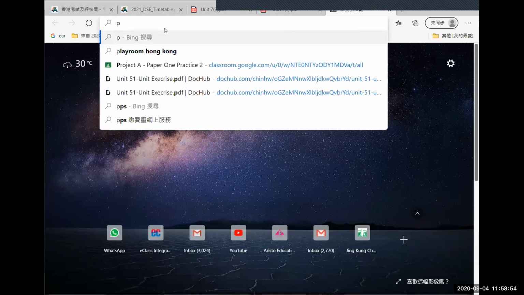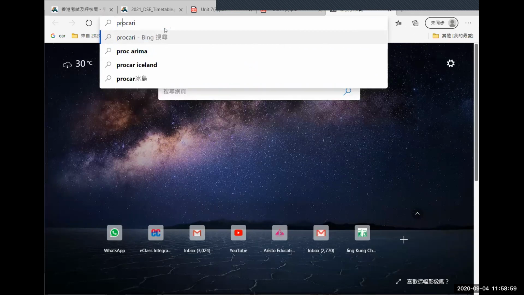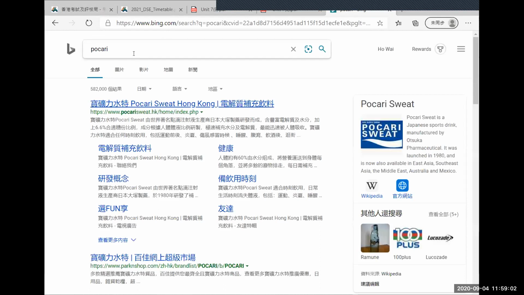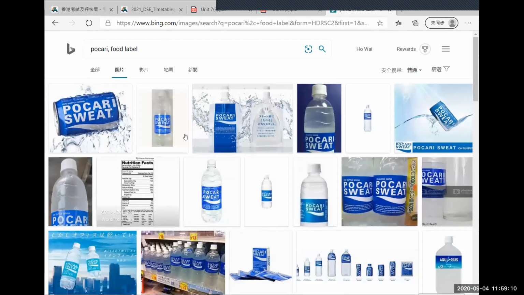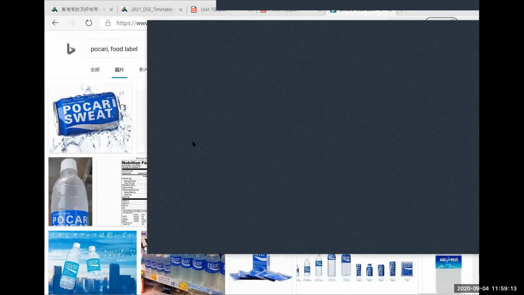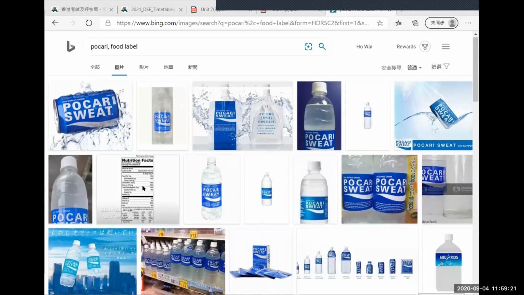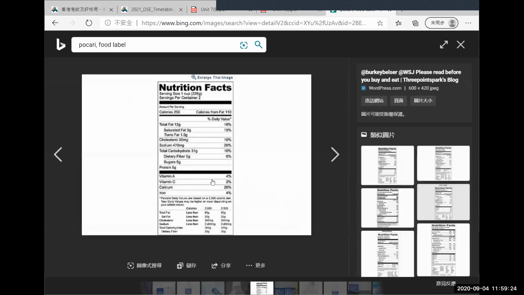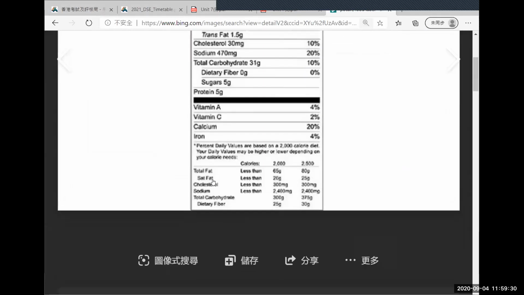Try to search it on the web for me. Can you search it on the web now? Tell me why it is set as a Pocari. It is a type of, can you see that? Pocari Sweat. And you search for the food label here. You click it. Try to see what is inside. So you may see sodium, right? Sodium content is very high, right?